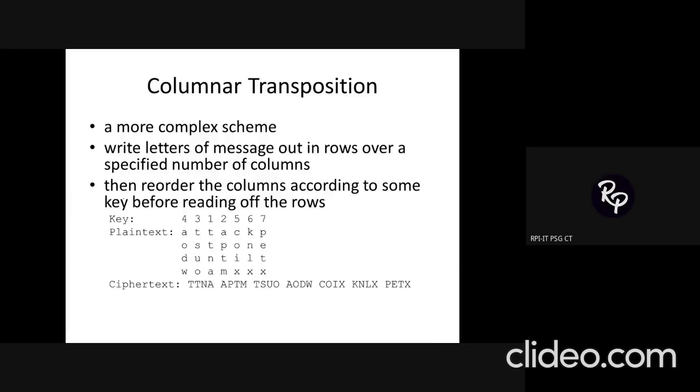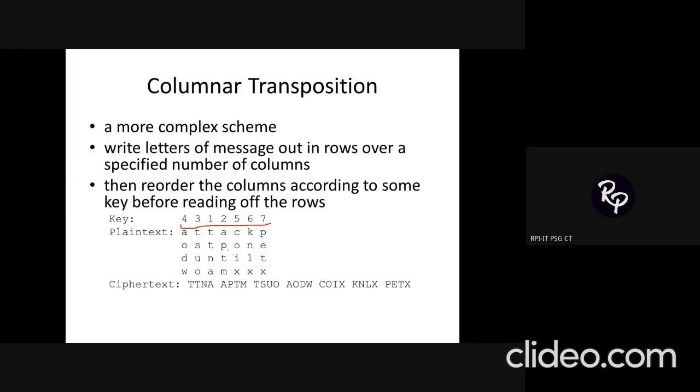So the key value is 4312567. It is a constant value which is given to you for this particular problem, and the plain text is attack postponed until 2 a.m. So that is going to be the plain text which is given to you. So what you are going to do for columnar transposition, whether it is keyword based or key value based, or with fillers or without fillers, whatever be the type of problem which is given to you, this general assignment procedure is going to be the same.